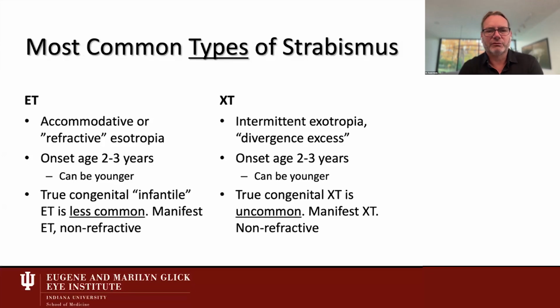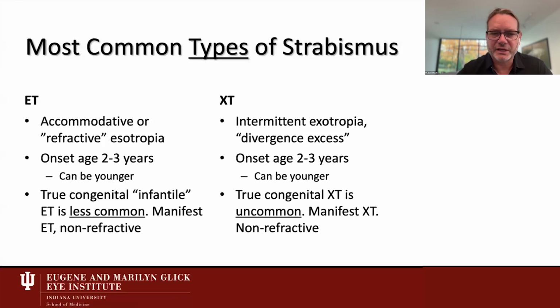Now, the accommodative, or what we call accommodative or refractive esotropia, onset is usually around 2 to 3 years of age, right? So these kids don't usually present at 6 months of age. 2 to 3 years is quite common, but they can be younger. You will sometimes see a 1-year-old that is a refractive ET patient. But true congenital or infantile esotropia is really a lot less common than we think. There are various estimates of this, but it's just not that common that you see a pure infantile esotrope.